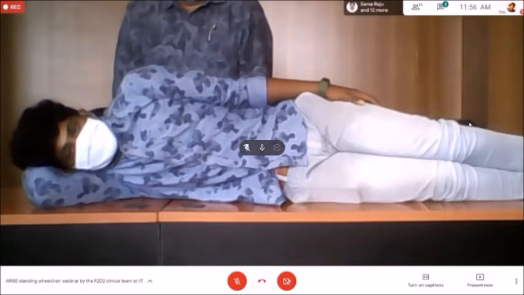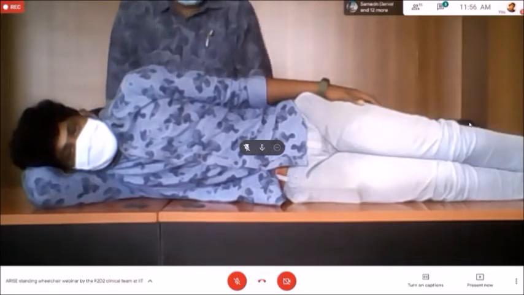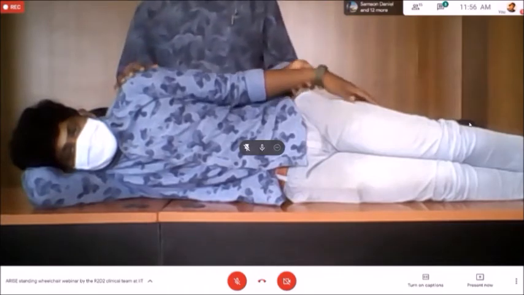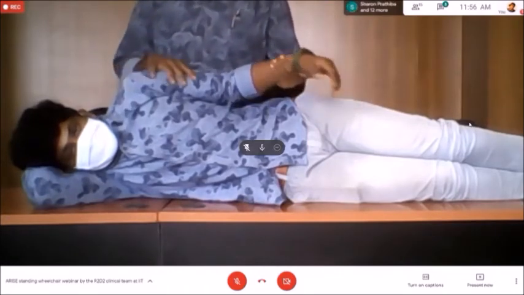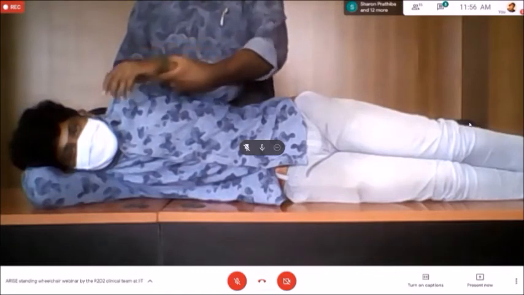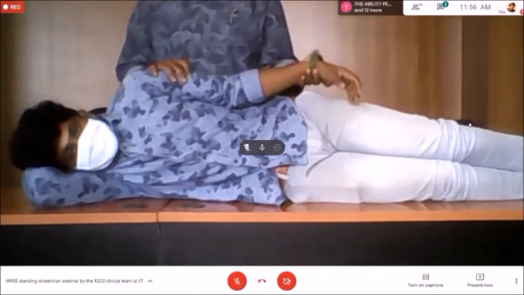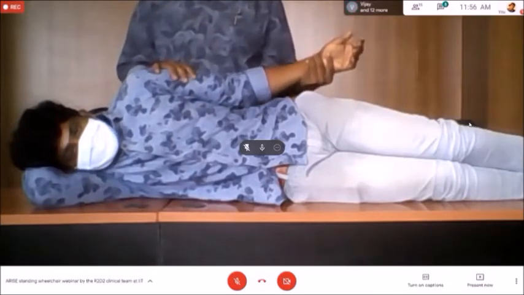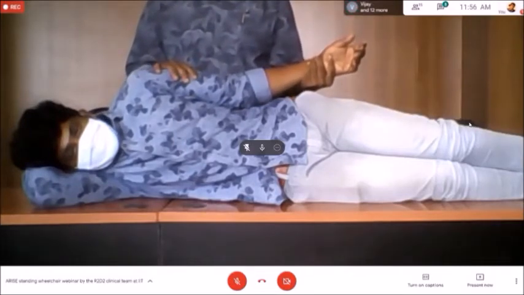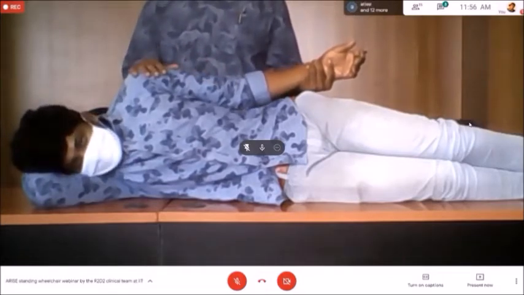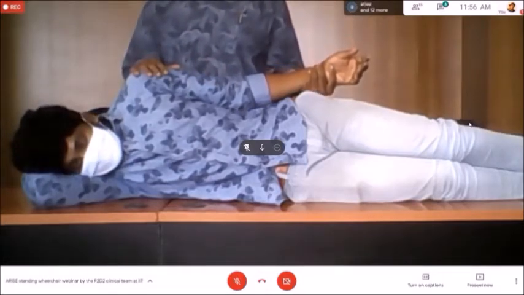So let's check for the elbow. Sir, can you just bend his elbow? We can also do this in sitting, but right now, since he's lying down, we'll just continue with that. Yeah, you bend his elbow completely, and now slowly move towards extension. Now, when we are moving towards elbow extension, it is the biceps, which is the elbow flexor, that is going to resist this movement because it has an increase in tone, and this is going to resist elbow extension.